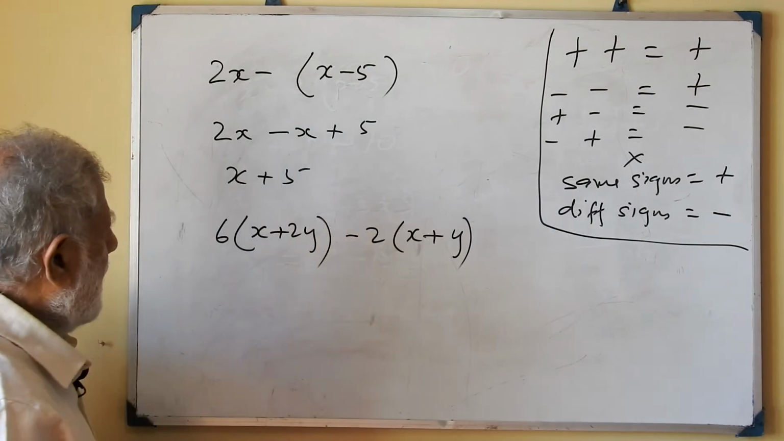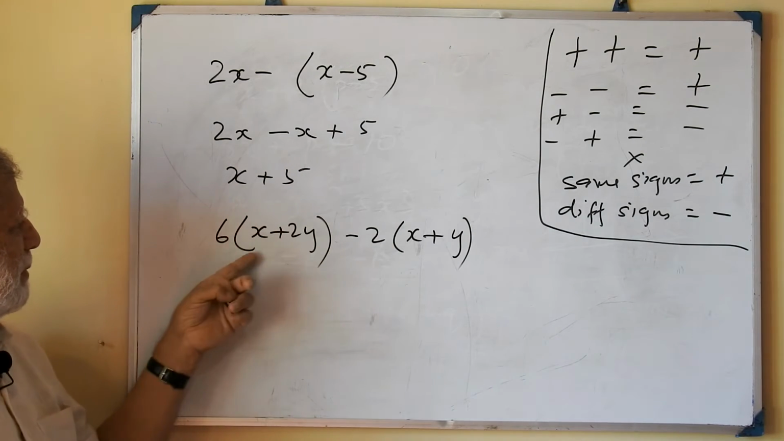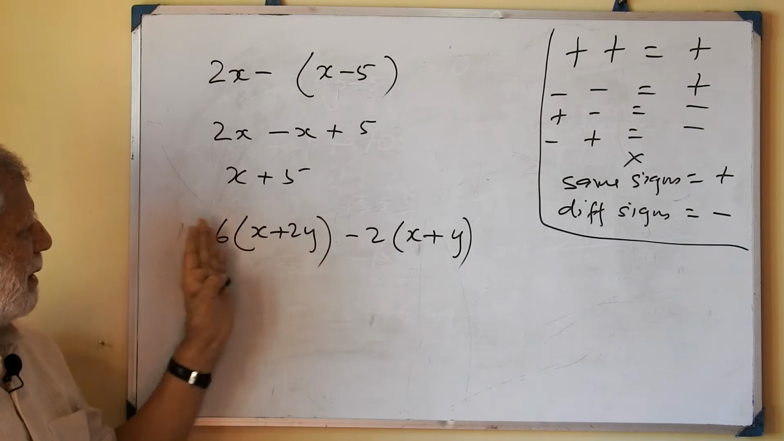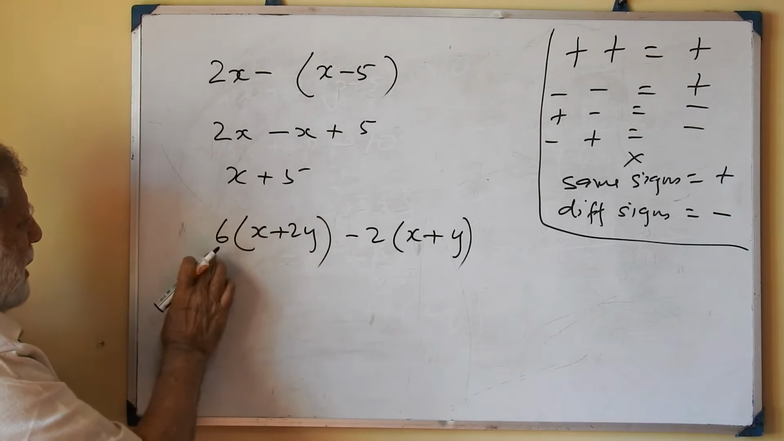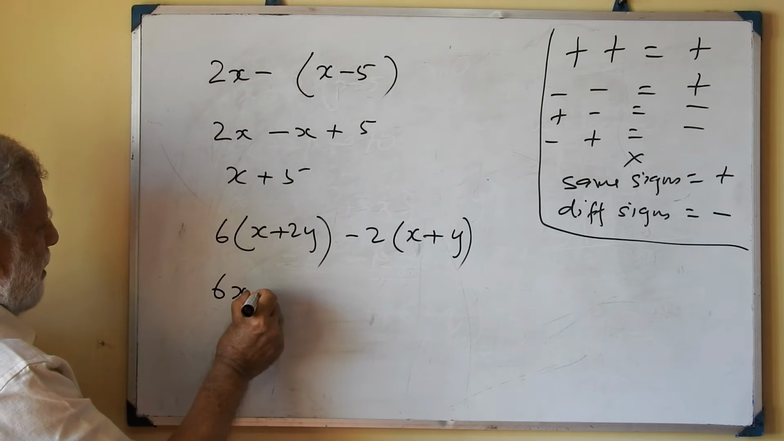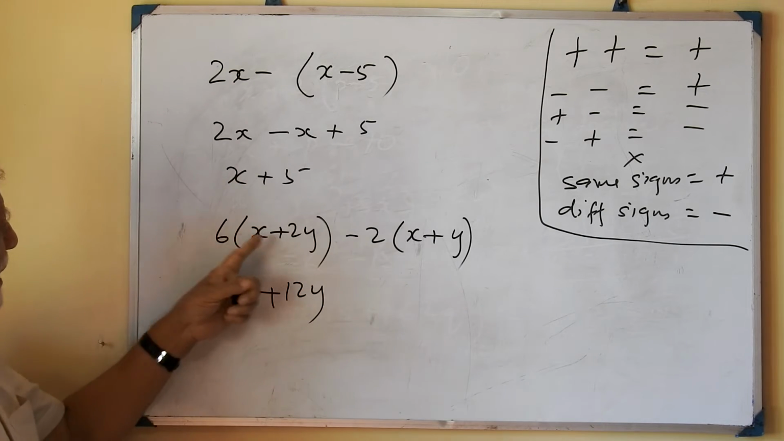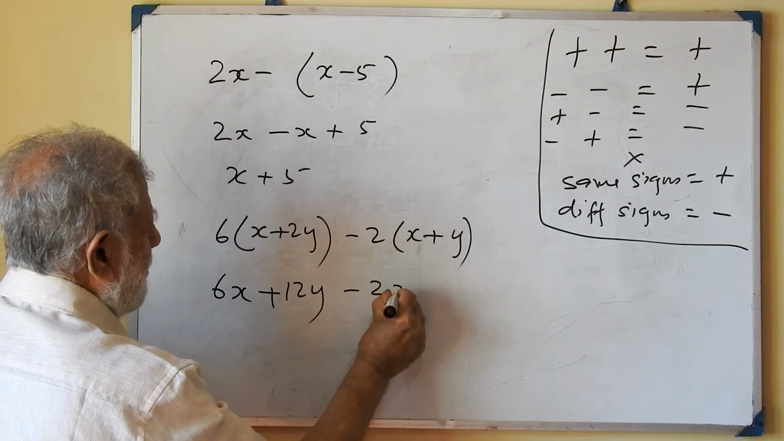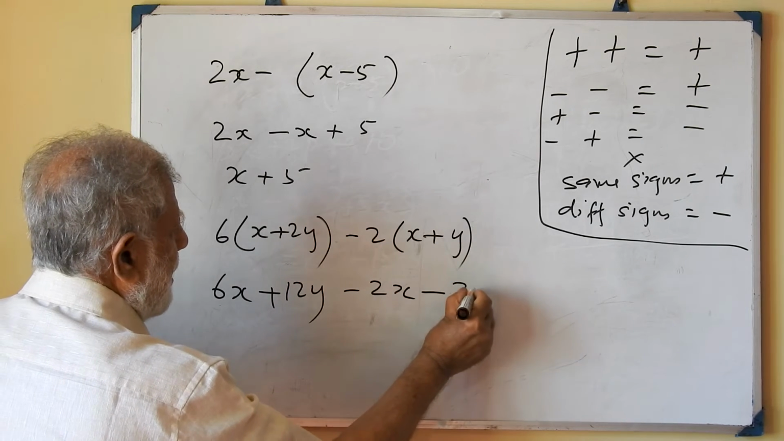We'll take another example. Look at this. Here this is one bracket, and here is another bracket. The number for this bracket is 6. The number for this bracket is minus 2. So these two are separate brackets. So we multiply this with 6. So 6 into x, 6x, and plus 6 into 2, 12y. All plus, no problem. So then minus 2 into x, minus 2x, minus into plus, minus 2 into y, minus 2y.